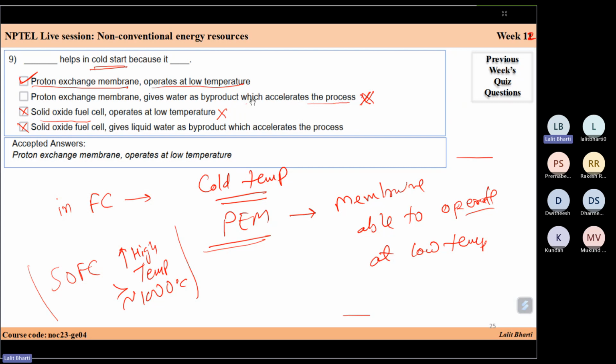The next option is proton exchange membrane gives water as a byproduct which accelerates the process. That is not correct, because water is not accelerating the process. Then the solid oxide fuel cell cannot be the answer because it operates at very high temperature, not at low temperature. Then, solid oxide fuel cells give liquid water as a byproduct which accelerates the process. That is also not correct. So option 1 is the only correct one. PEM cells work at low temperatures.